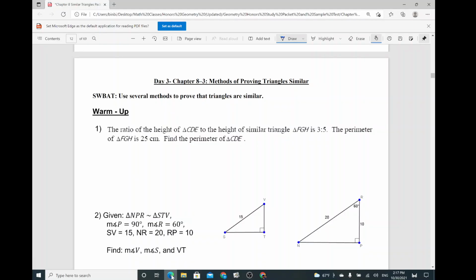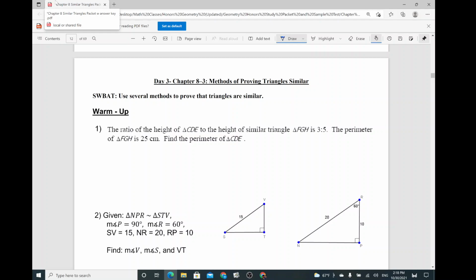So Mr. Chen again. Today I would like to talk about the day 3 lesson of A-3, methods of proving triangles similar. The objective: use several methods to prove that triangles are similar. We'll talk about the angle-angle method and the side-side-side method for proving triangles are similar. So let's start it off with the warm-up.